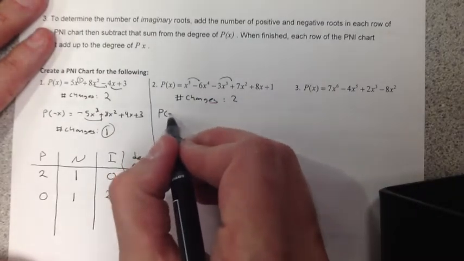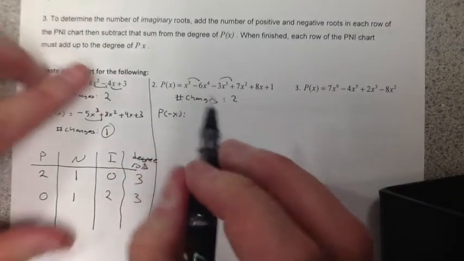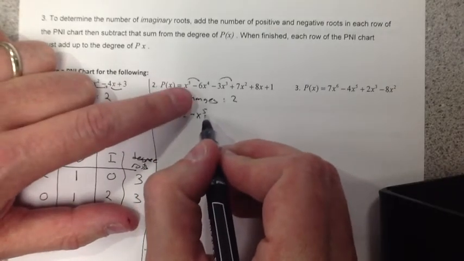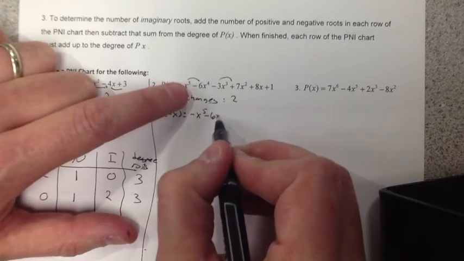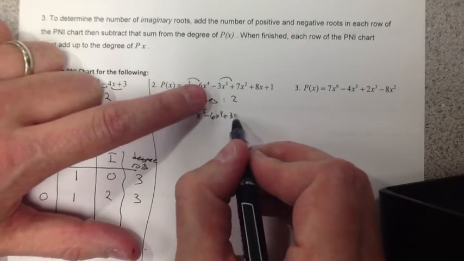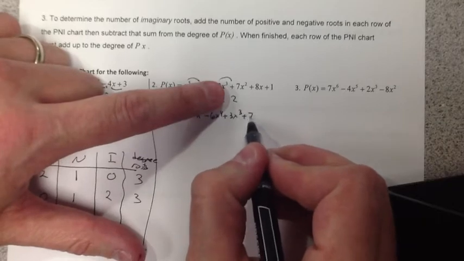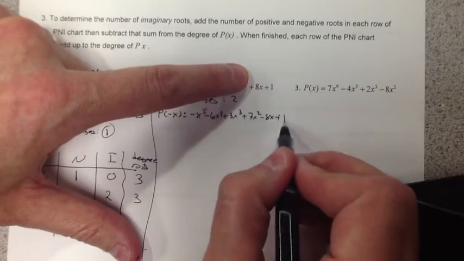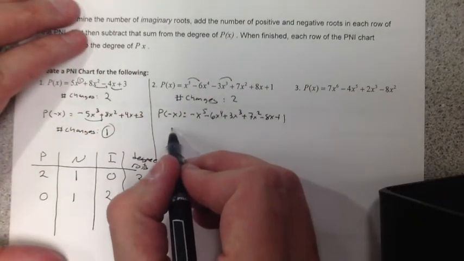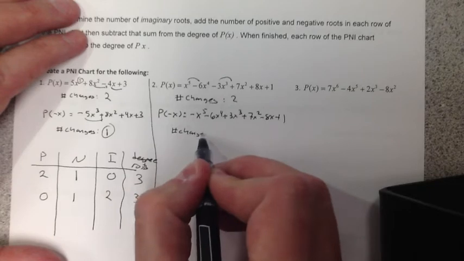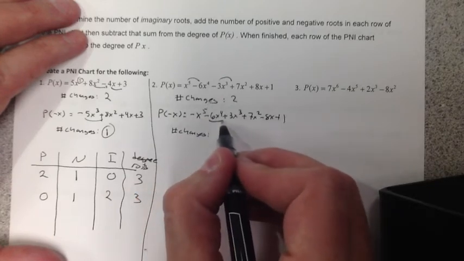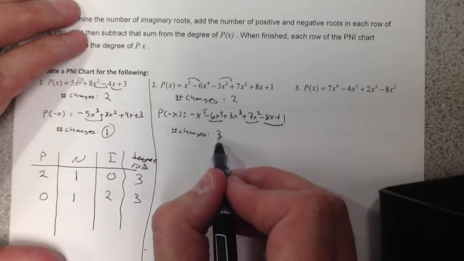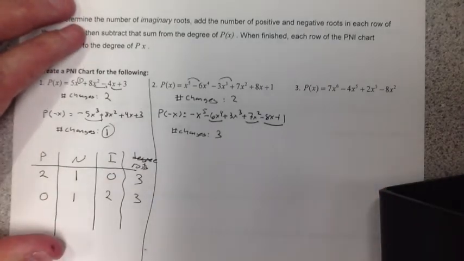And then I find p of negative x. P of negative x, anything with a negative changes, so negative x to the 5th. This is even, so it stays the same. Odd, so it's going to change. Even stays the same. Odd changes plus 1. And again, I'm going to count the number of sign changes here. And there's 1, 2, 3. So there are 3 sign changes there.